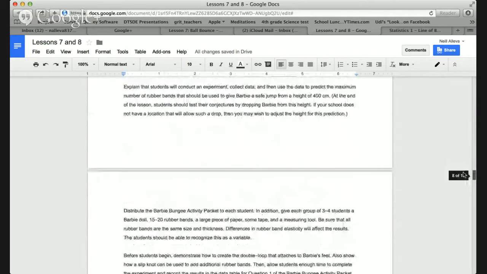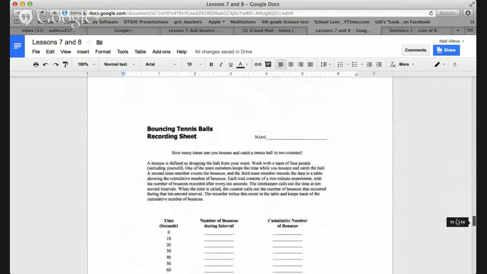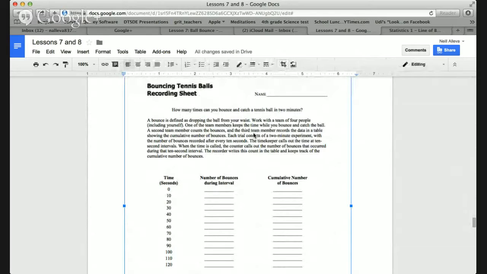And just to make it clear to you, if we scroll down to the bottom, here's the worksheet. Again, the directions are explained in the top here. And so you're going to have each student take on the role of bouncing the ball, counting the ball, recording the cumulative number of bounces, and a timekeeper. So out of a team of 4 people, you'll rotate.